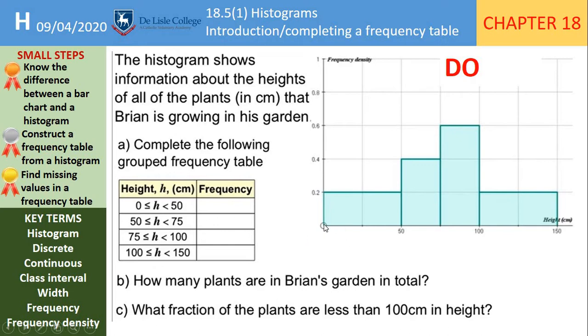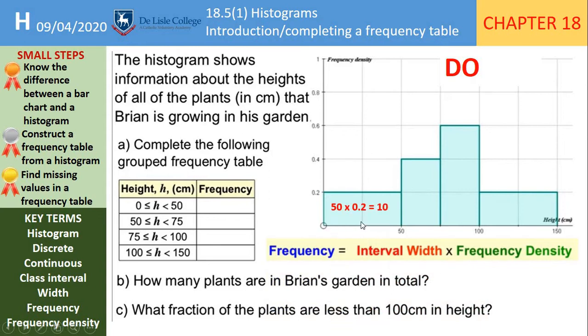So if we have a look along the bottom, we've got a width of 50 and a height of 0.2. Now when we look at the next bar, notice we've got some values missing. Now because this is 0 to 50, this must mean that on the scale here would be 25, 75 and 125. So remember, the area of the bar is the frequency, so the interval width multiplied by the frequency density. So 50 multiplied by 0.2 gives us 10 for the first one.